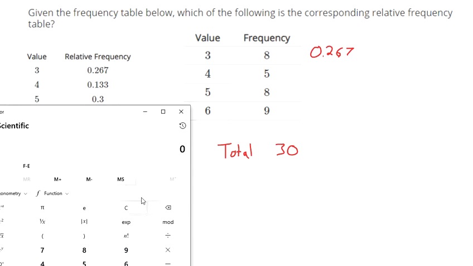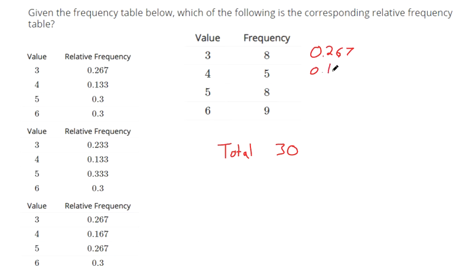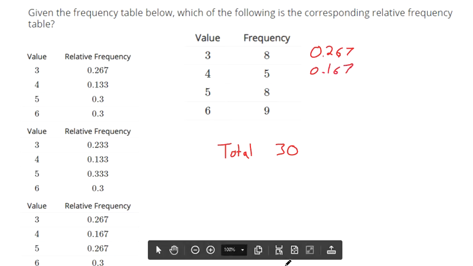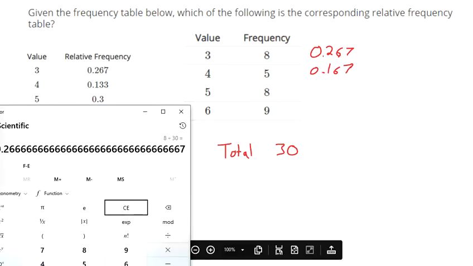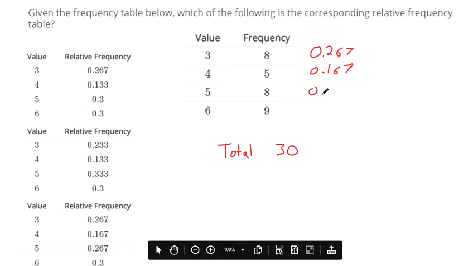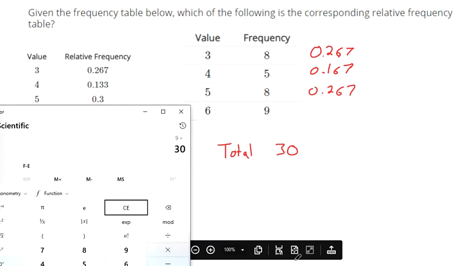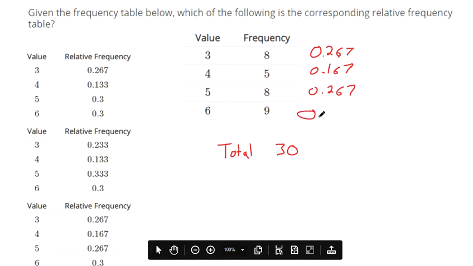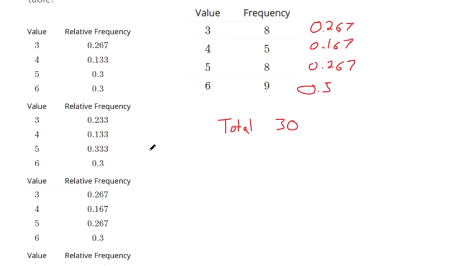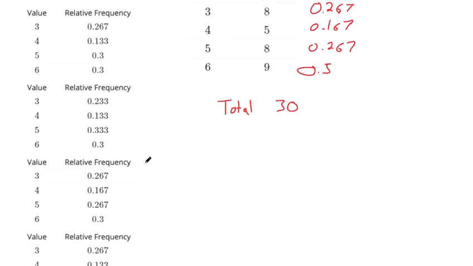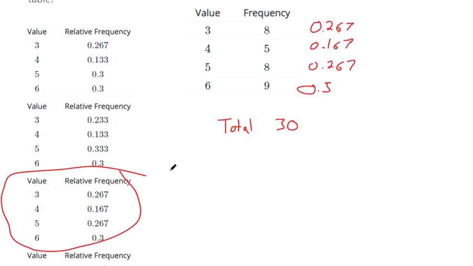value 3. Take the 5, divide that by the total. This is 0.167 roughly. Take the 8 divided by the total. That's another 0.267, same thing as up here. And then 9 divided by 30, that makes 0.3. Okay, so finding the table that matches. Looks like this one is our relative frequency table.